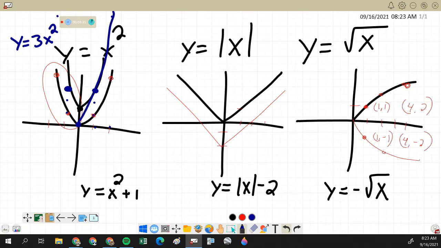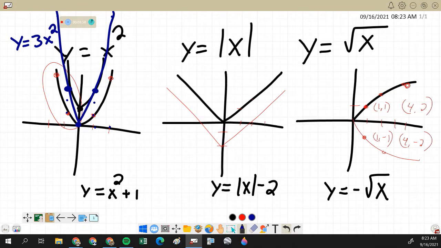What effect did that have? Well, it looks skinnier, right? But did we actually make a movement for skinnier? Not really. We made it taller. Yeah. So we refer to this as a vertical stretch. We made it 3 times as tall.